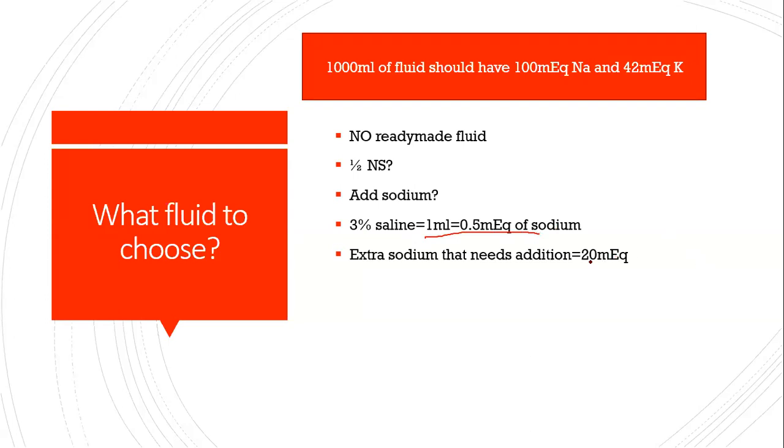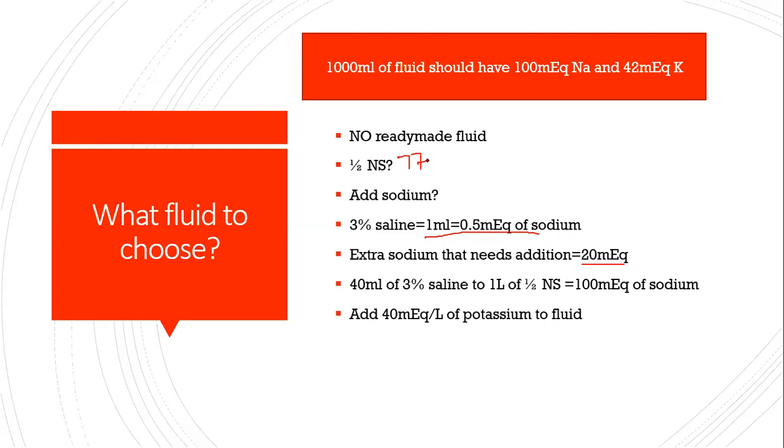You need approximately 20 milliequivalents because half normal saline has 77 milliequivalents. So let us take it as 80 for ease of mathematics. At least I am very poor in maths. Sorry to maths geniuses out there. So I want to increase it by around 20 milliequivalents to bring it closer to 100. If I want 20 milliequivalents of sodium from 3% saline, I will need to add 40 ml, isn't it so? Because 1 ml has 0.5 milliequivalents. If I add that, I will get approximately 100 milliequivalents of sodium.